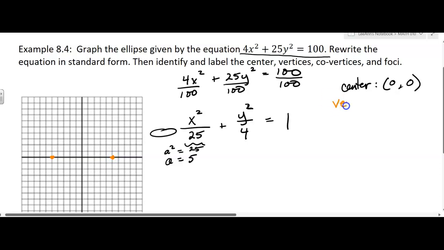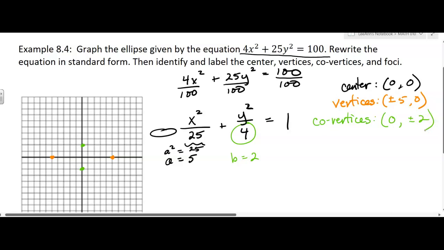So my vertices, and I can just read these off of the graph. Again, they're nice integers. So we'll just put plus or minus 5, comma 0. I won't write both separately because I'm kind of out of room. Okay. The co-vertices are going to be based on B. So B squared is 4, so B is 2. So I'm going up 2 and down 2. Okay. So my co-vertices are 0, comma, plus or minus 2. So again, you could read those off the graph.